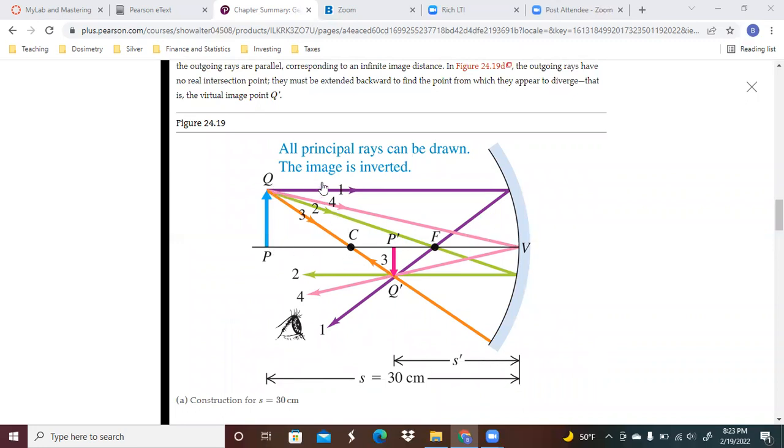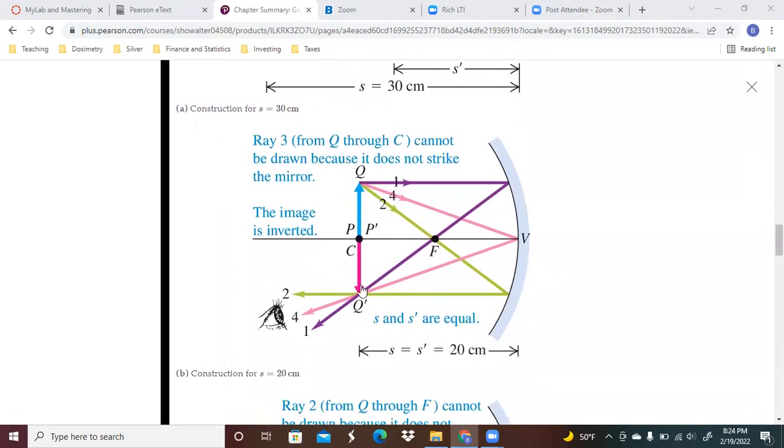We've drawn the first ray, which bounces through the focal point and produces the image here. We've got the second one here, which comes in parallel to the optical axis. The second one bounces through and then becomes parallel to the optical axis. The third cuts through the center of curvature and of course bounces straight back. The fourth comes through and makes equal angles of incidence and reflection along the optical axis, and then also cuts through this point right here.